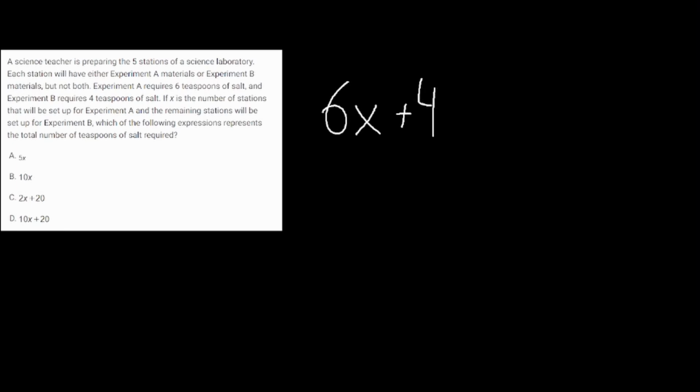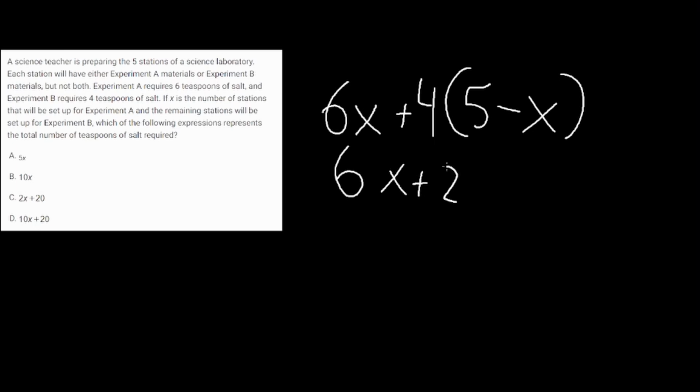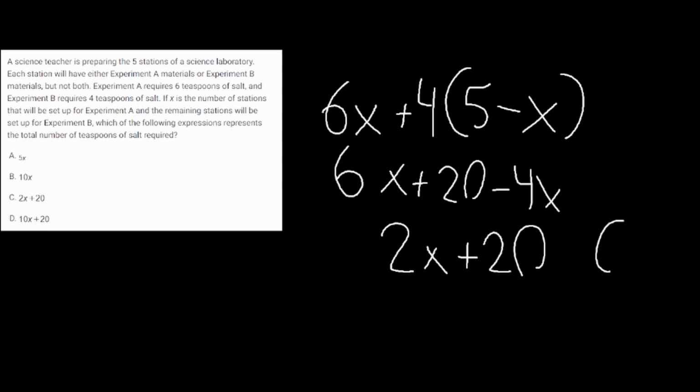But we can't multiply it by any one variable because we don't know the number of stations for experiment B. However, because we know there are 5 overall, we can do 5 minus x. So we're subtracting the number of experiment A labs set up. This will give us our equation if we just multiply it out. So 6x plus 20 minus 4x, ultimately giving us 2x plus 20, which is answer C.